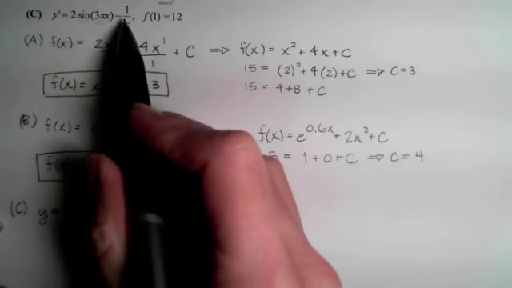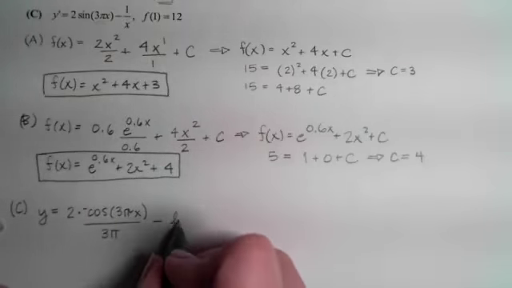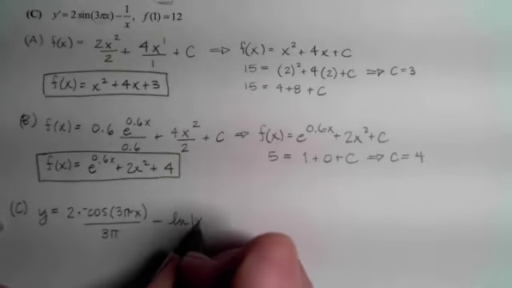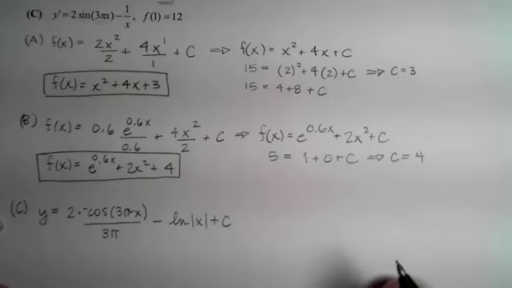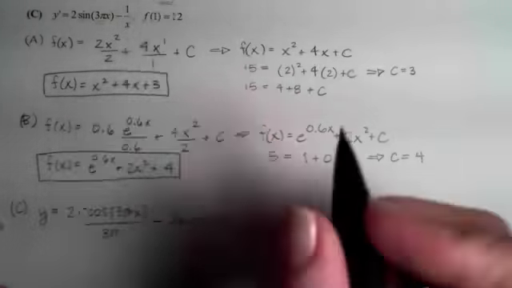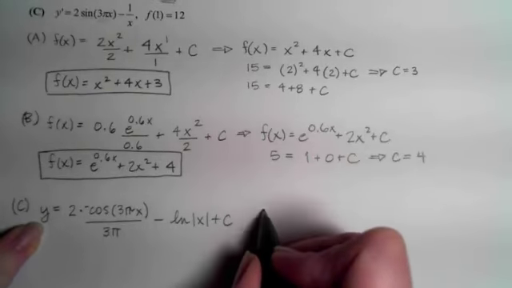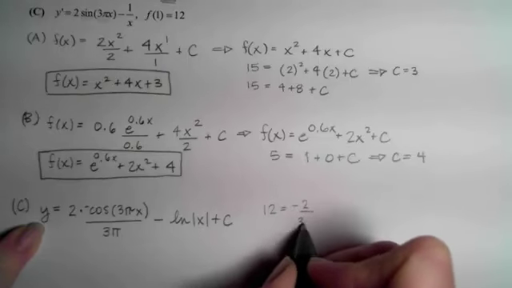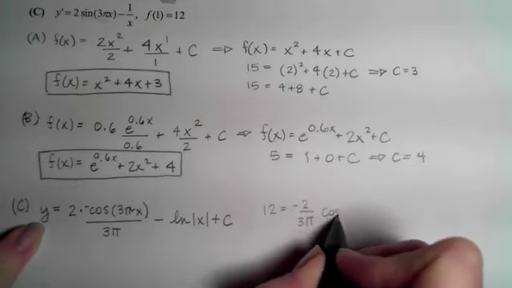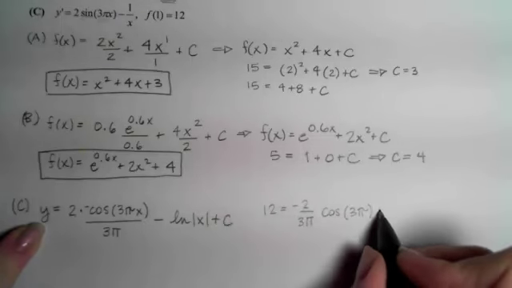For the next one, what is it that I take the derivative of that gives me a 1 over x? Well, that's a log natural of an absolute value of x. And again, I need to add my c. So the question is, when I plug 1 in, I should get a 12 out. So I'll get a 12 out when I plug in a 1. Log natural of 1 is 0.